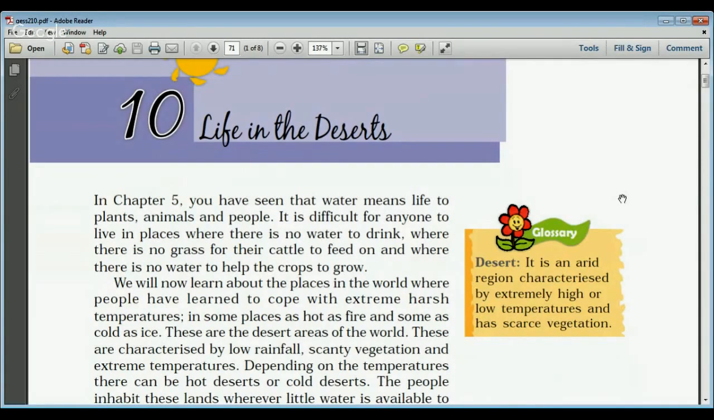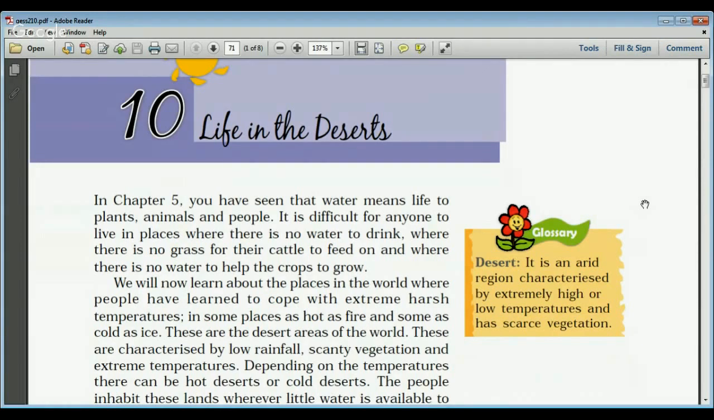A desert is an arid region and it is characterized by extremely high or low temperature. So temperature would be either very high or very low. Very high, for example, in Sahara, and very low, for example, in cold deserts like Ladakh. And also it has very scarce vegetation.